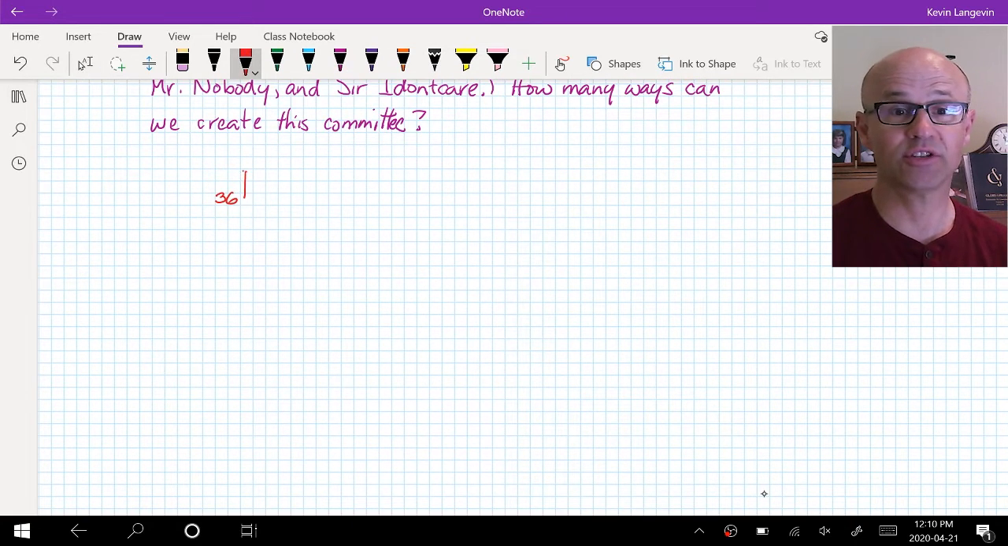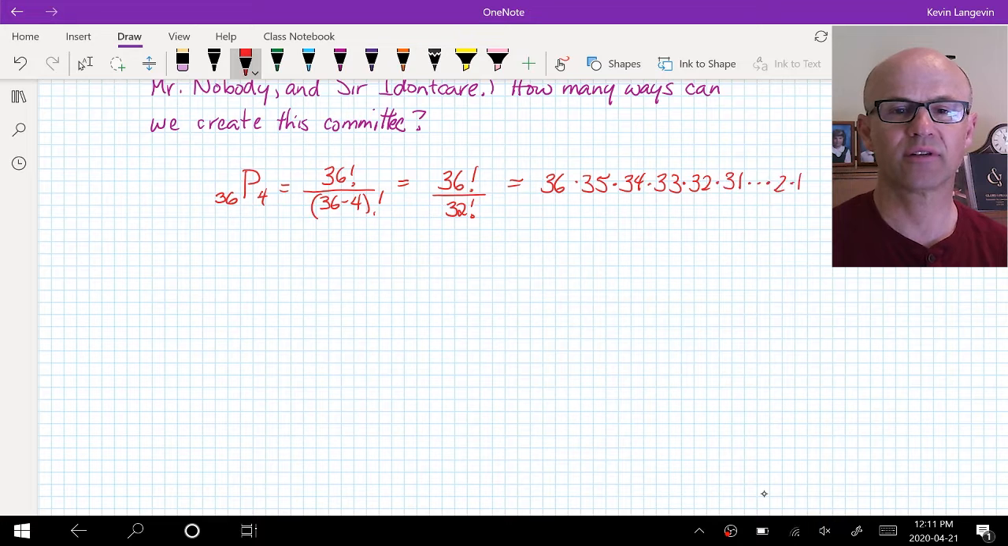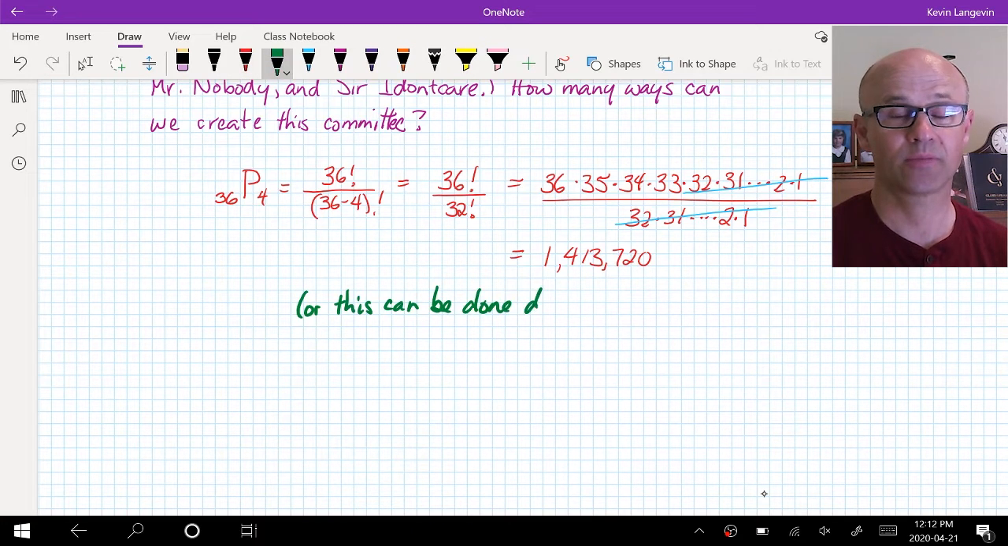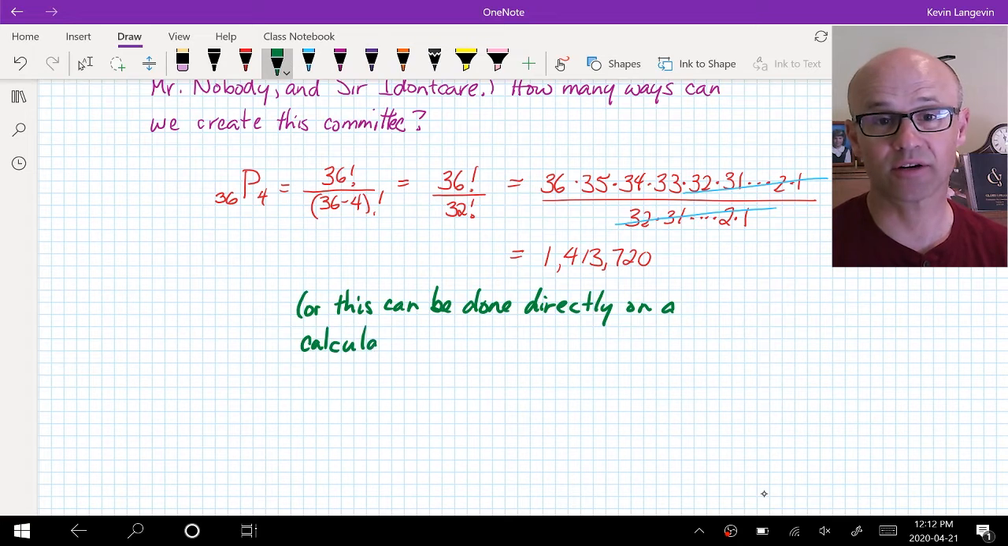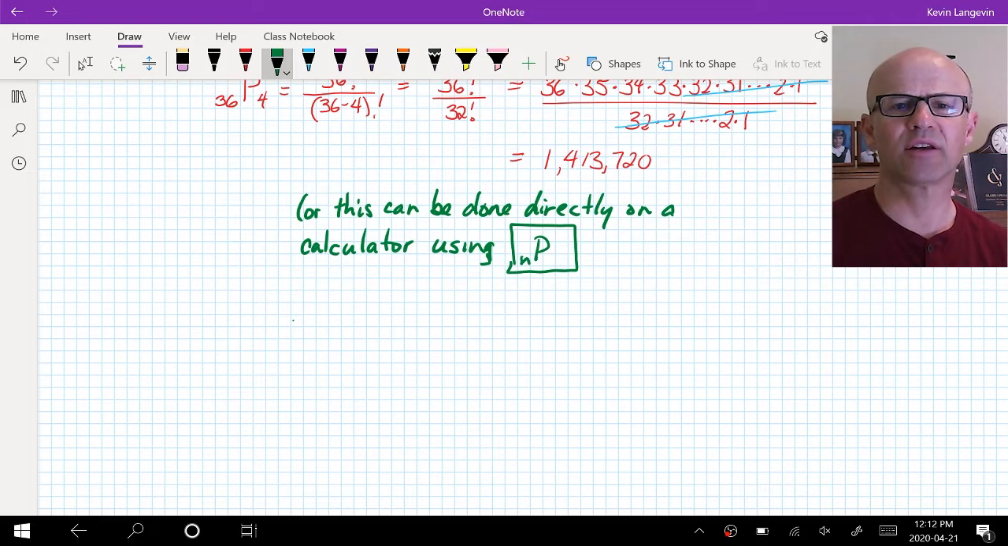Well, effectively, all we need to do is say, from the 36 people, I'm going to pick 4. The formula goes 36 factorial divided by 36 minus 4 factorial. You can see when we rearrange this, we end up with 36 factorial on the top, 32 factorial on the bottom, and portions of that cancel. So I've just got 36 times 35 times 34 times 33, which is just over 1 million. This can also just be plugged into a calculator. It is, however, important you're able to do this by both methods. So on the calculator, there's a button, an nPr button. You should be able to find it somewhere.